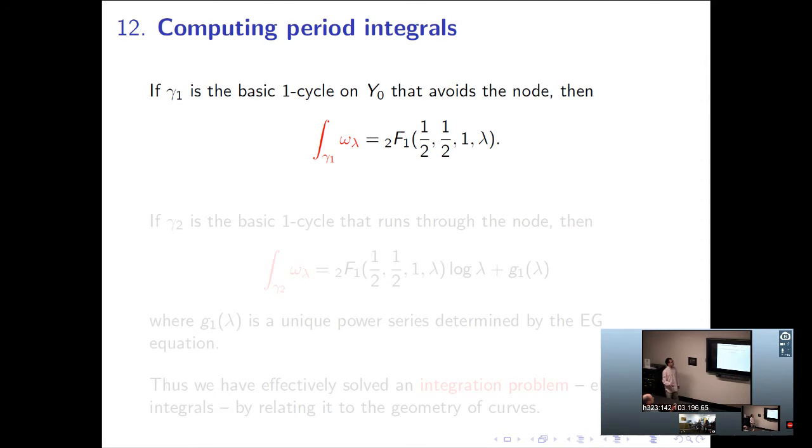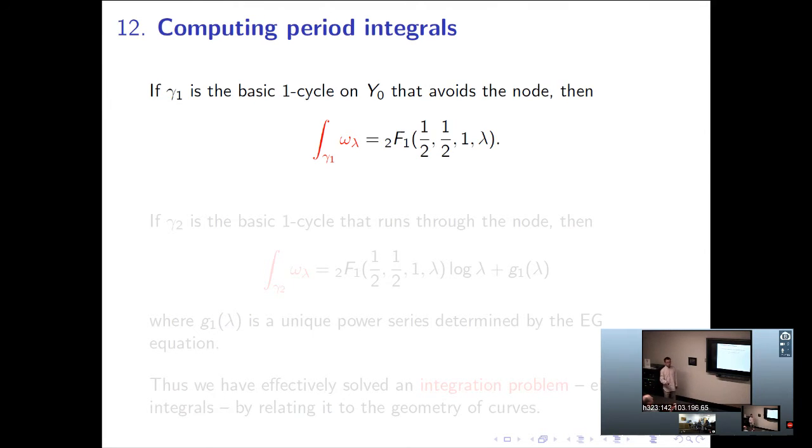And if gamma 1 is a basic one cycle that avoids the node, then one should expect that this period integral is holomorphic around lambda equals 0, and in fact it is exactly equal to the Euler-Gauss hypergeometric function.